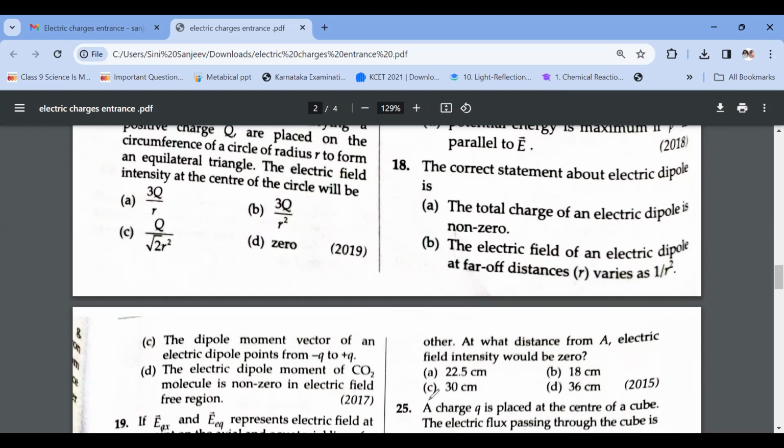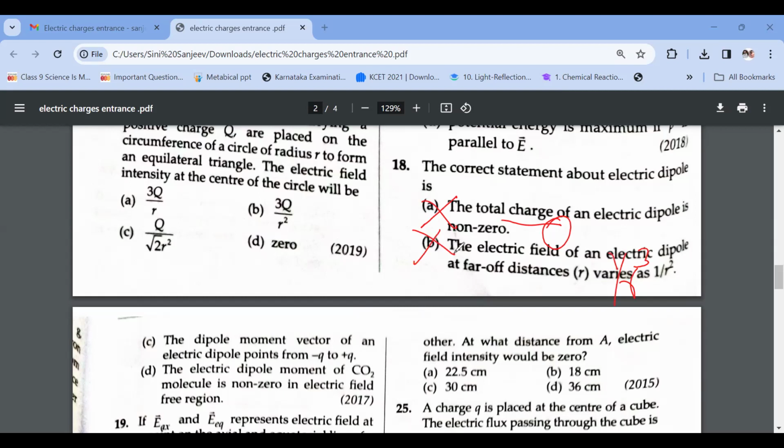First thing, the total charge of an electric dipole is 0 or non-zero? It is 0. So the statement saying non-zero is incorrect. This option is eliminated. Next one is electric field. Just now in the first problem I did it, right? Electric field of a dipole varies as 1 by r cube. So option B is eliminated.